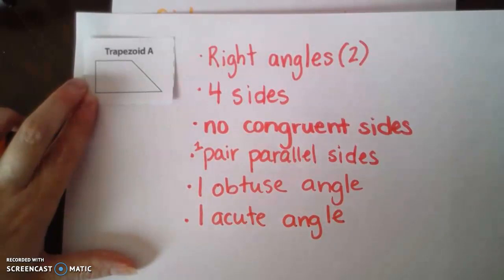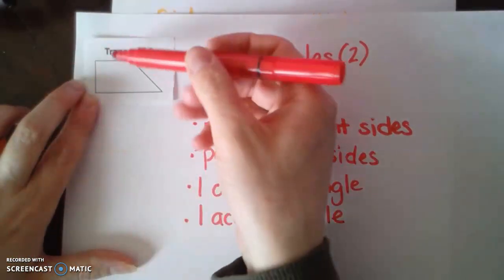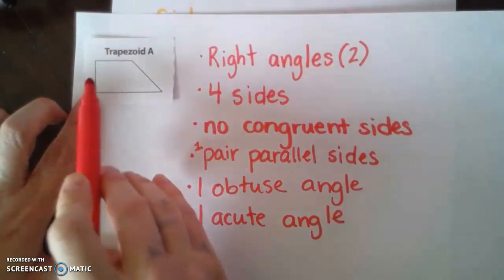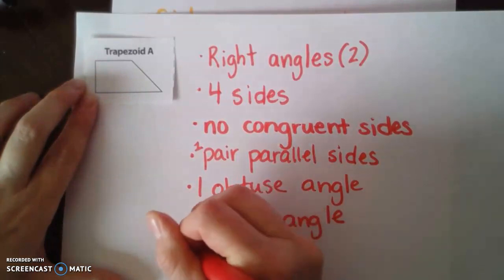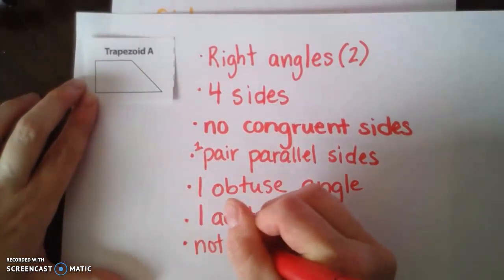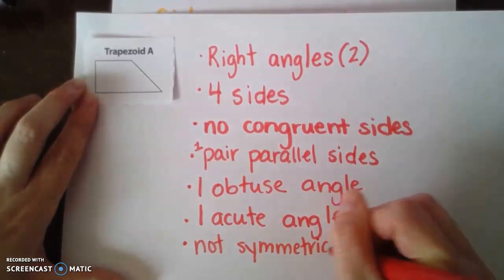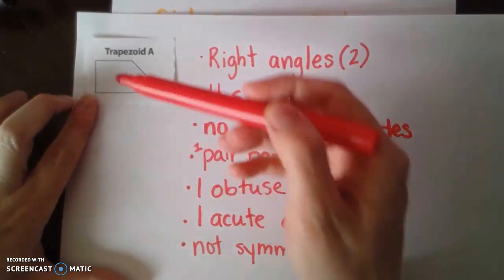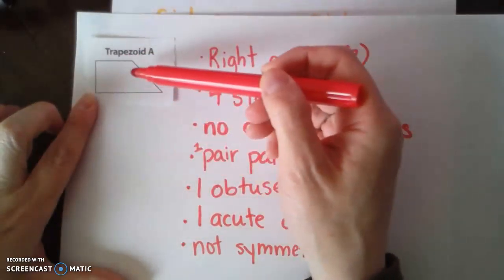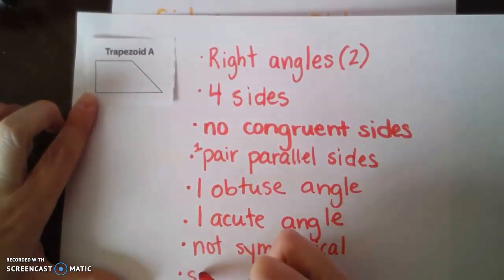Would there be any line of symmetry here? I couldn't fold it that way, it wouldn't be the same. I can't fold it that way. So there's actually no line of symmetry, so it's not symmetrical. I could say that it's like two shapes put together. I could say it's a square and a triangle put together.